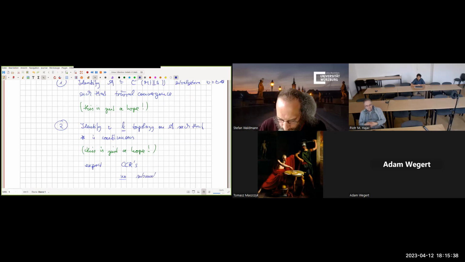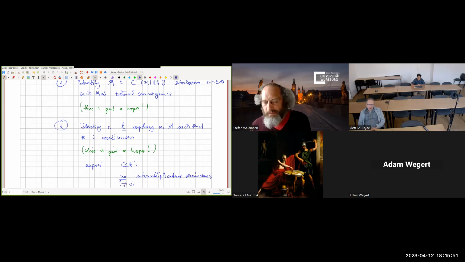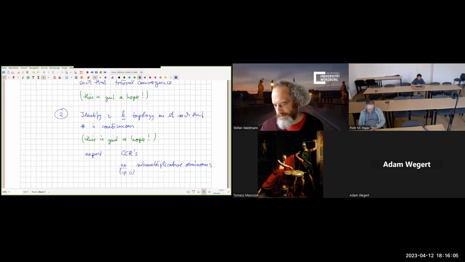So we expect something like CCRs, and therefore we have no submultiplicative seminorms. Of course, 0 is always a submultiplicative seminorm, but there are no non-trivial ones. As soon as we have canonical commutation relations in the game, like for example in the Weyl algebra, the commutator of P and Q is a multiple of the identity, then you know that there cannot be any non-trivial submultiplicative seminorm.